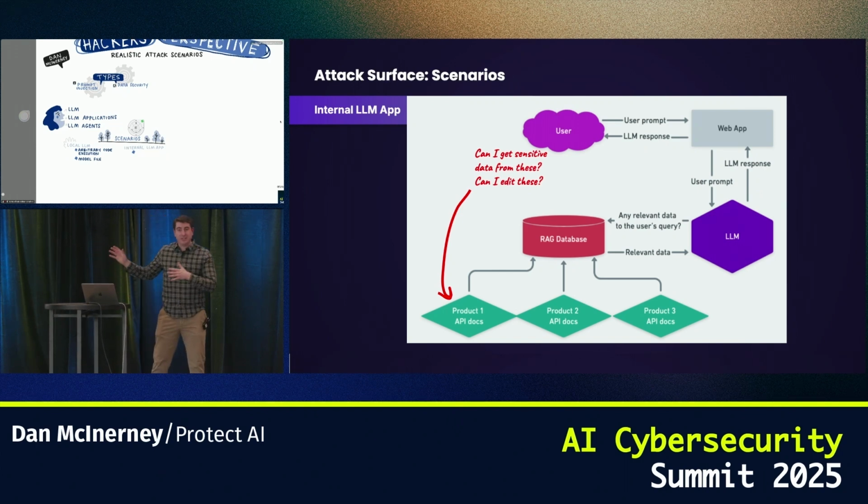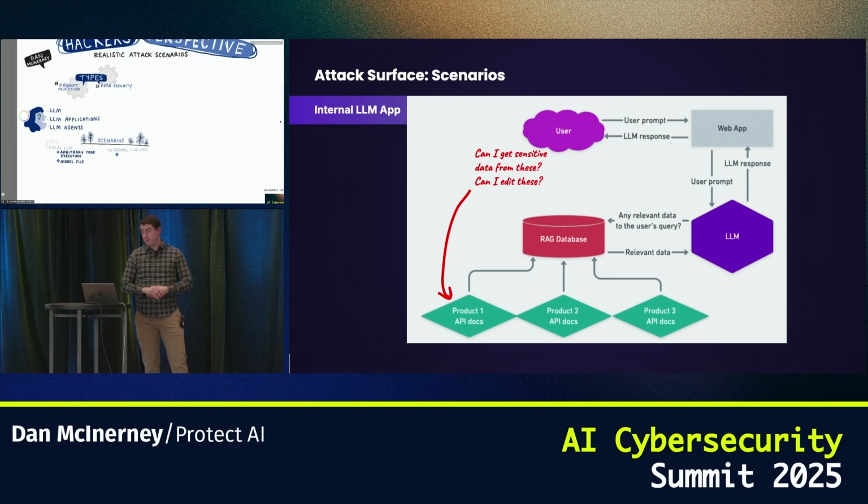The attack surface here is not very large. As an attacker, I'm going to look at this architecture and I'm going to say, can I edit the data that goes into the RAG database? Or is there sensitive information in the RAG database? That's mostly it. For a defender, those two checkboxes, really one checkbox for data security, is the largest attack surface that's specific to generative AI.